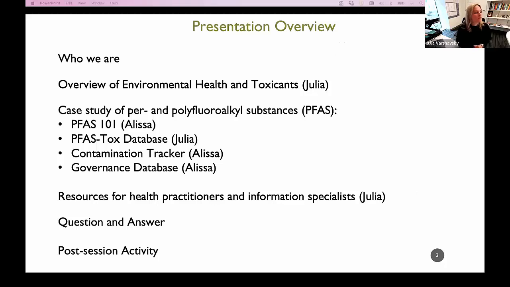And what we'll do today is talk a little bit about environmental health generally with a focus on toxic chemicals or toxicants. Then we'll dive into PFAS as our case study with a little bit of an overview on this group of chemicals. We'll talk about 3 particular databases that might be useful or interesting to our audience today. And we'll finish up with some resources and hopefully plenty of time for question and answer, and maybe even playing around with some of those databases.